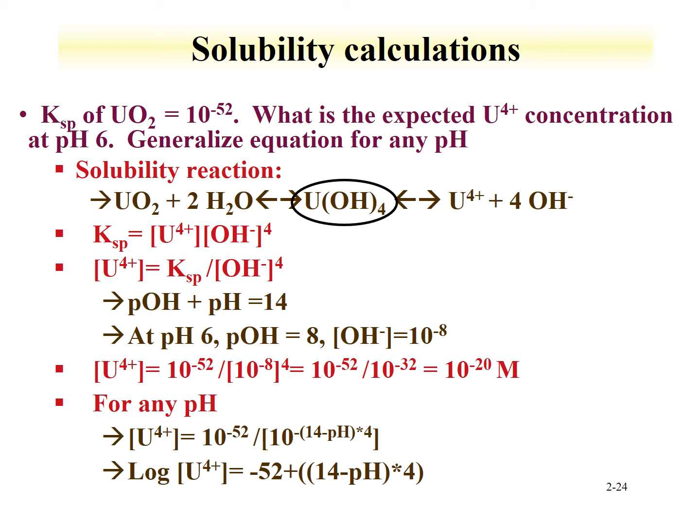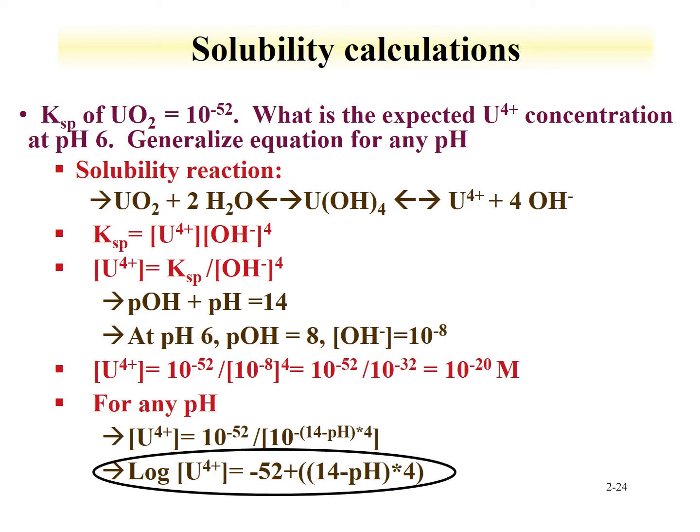And I can generalize this equation where I say that the uranium-4 concentration is just equal to the KSP divided by 10 to the minus (14 minus the pH), all to the 4th. If I take the log of both sides, it's just minus 52 plus (14 minus pH) times 4. So that's a very generalized equation that I can use to determine the amount of uranium-4 that will be formed from the dissolution of uranium dioxide.